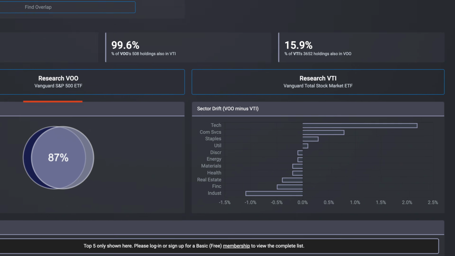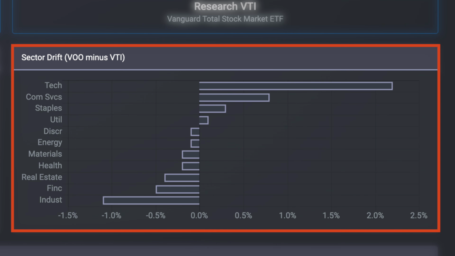But because of that huge overlap, if you were to purchase VTI, you are pretty much putting 87% of the investment into the S&P 500 VOO, and then the rest of that investment is going to be put into smaller companies that are not inside of the S&P 500. And then another fact to point out is that VOO will be slightly more focused on technology, where it has an estimated 2.2% more toward that sector, where VTI has 1.1% more weight to the industrial sector.